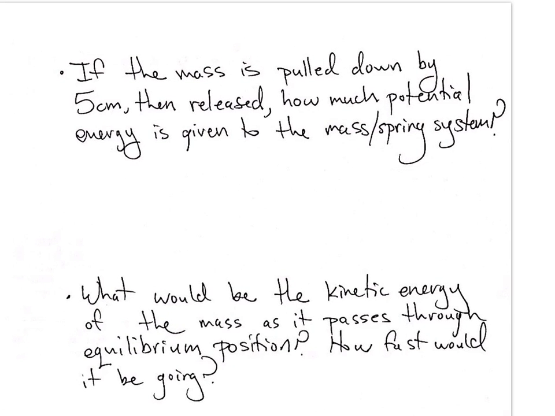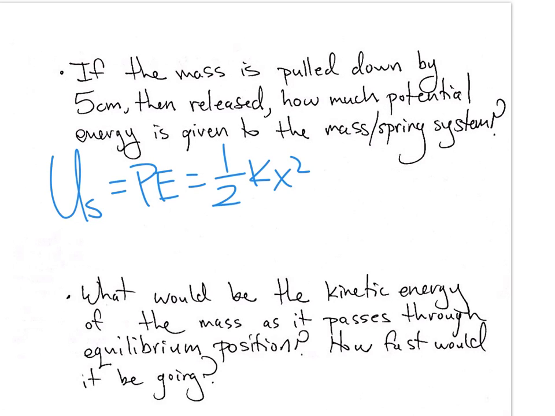So this is still related to that previous example. If the mass is pulled down by 5 centimeters, then released, how much potential energy is given to the mass spring system? Another formula we need. Or wait, maybe I did put this one in. Oh yeah, I remember. Potential energy of the spring, or we could just say PE, 1/2 kx squared.